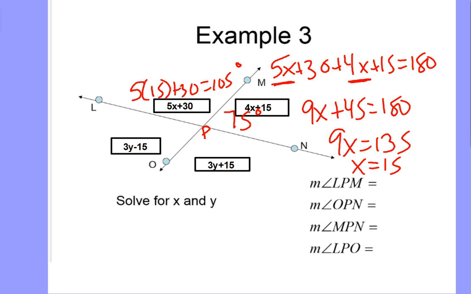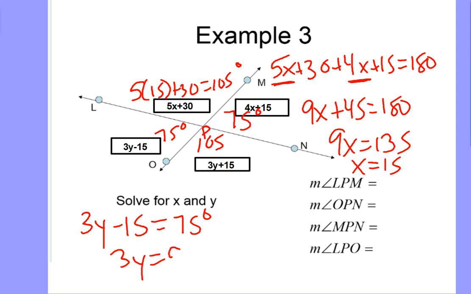Well, now look what happens. Now we have vertical angles. So now this value is also 105, and this value is also 75 degrees. Well, this helps us find the value of y a lot easier, because now I can say that 3y minus 15 simply equals 75, and 3y equals 90, and then y, of course, is a value of 30 in the end.